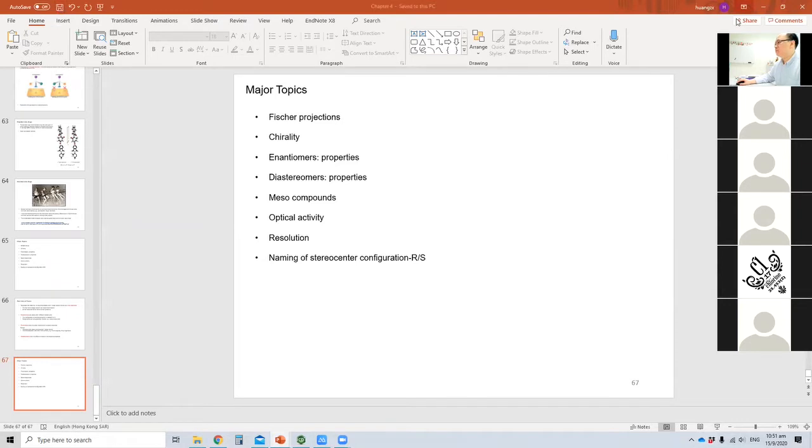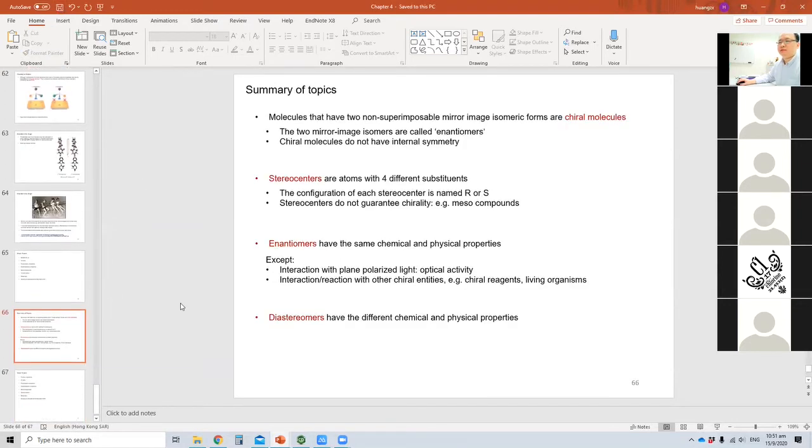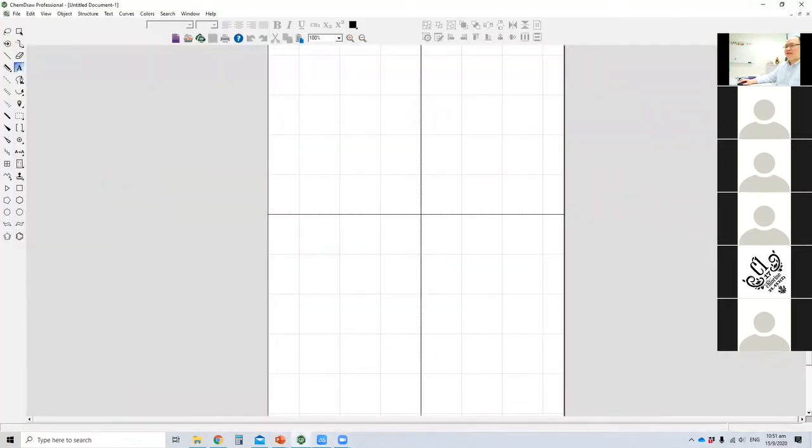Please remember to do the stereochemistry drill, and the stereochemistry drill is full credit. That's 5 points in your final grade. So think about it: you just need to do 10 problems to get 5 points. That's pretty easy, right? Much easier than the midterm.